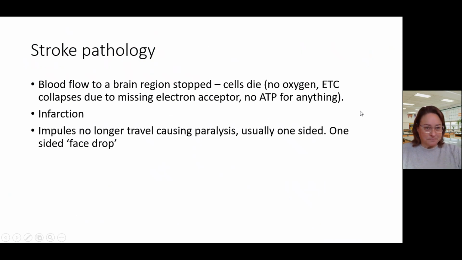The pathology: the blood flow to that region of the brain has stopped, therefore no ATP. It's also called an infarction, similar to a heart, and it usually is a one-sided thing, that one-sided face drop.